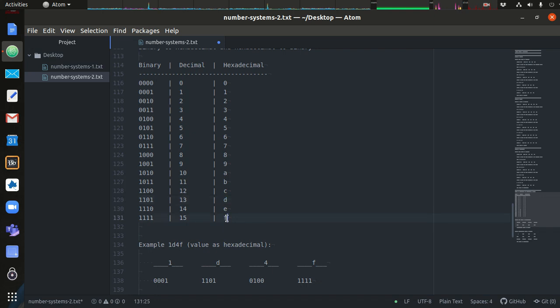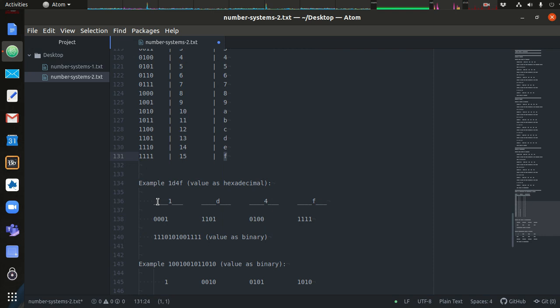1 digit of hexadecimal is equal to 4 digits of binary. Okay, so that allows some interesting conversions. So let's take one of these numbers, 1D4F, and this is a hexadecimal number, right? The giveaway is the letter D and the F, right? So we put it in these digits, but what we can do is each one of these digits we can translate to something in our chart here.